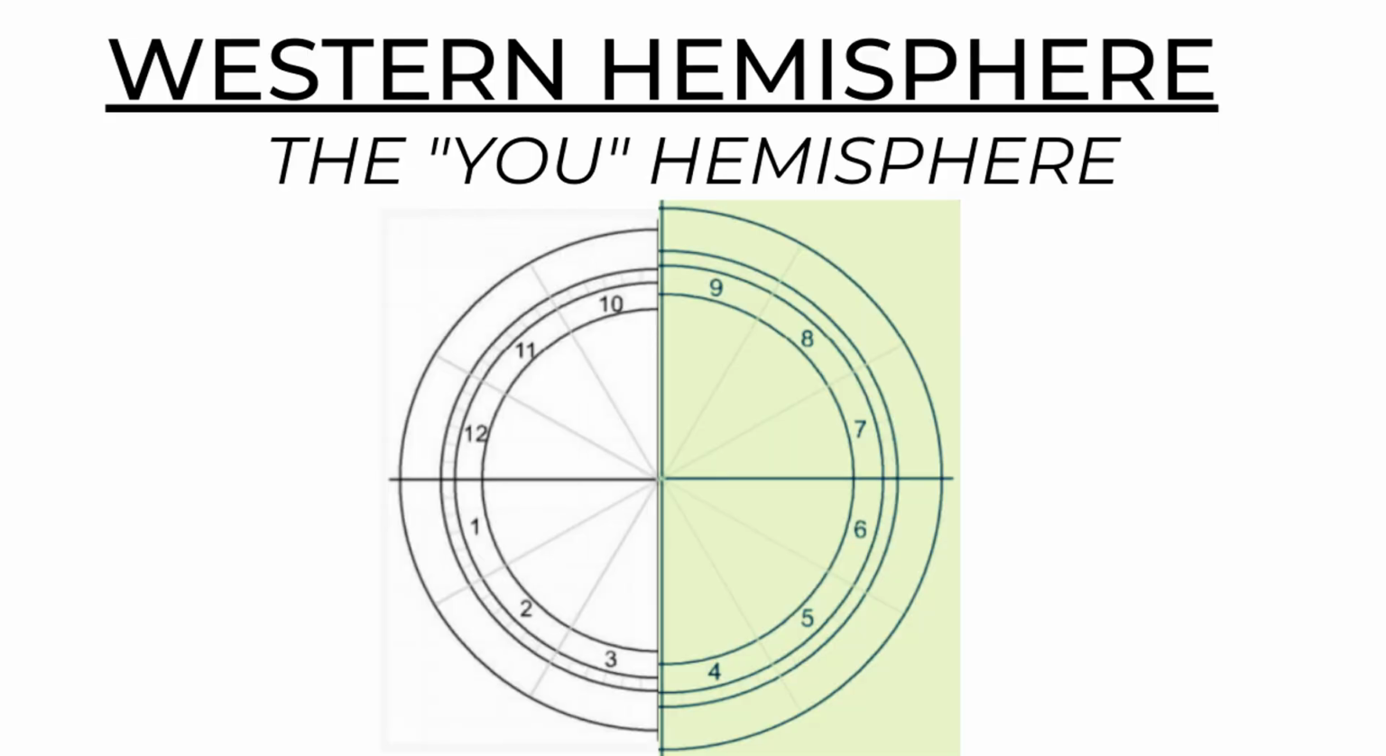Fourth, we have the Western Hemisphere, containing houses 4, 5, 6, 7, 8, and 9, and it is considered the U hemisphere. People with an emphasis on the Eastern Hemisphere were considered highly self-motivated to a point of almost being pridefully independent. So those with a Western Hemisphere emphasis tend to thrive and find more motivation through other people. This is because there are many houses on this side of the chart that focus on relationships and serving others, such as the 4th house, 6th house, and the 7th house.